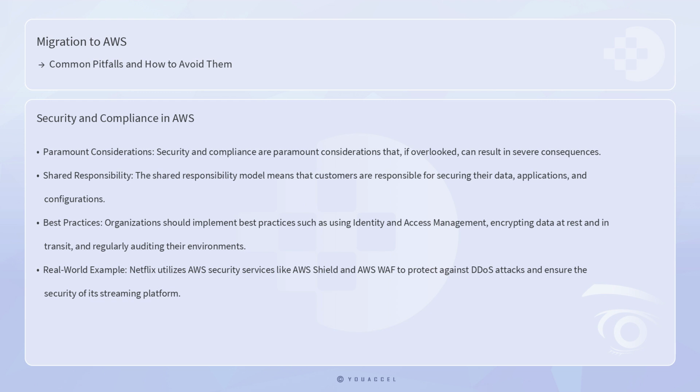For example, Netflix utilizes AWS security services like AWS Shield and AWS WAF to protect against DDoS attacks and ensure the security of its streaming platform.